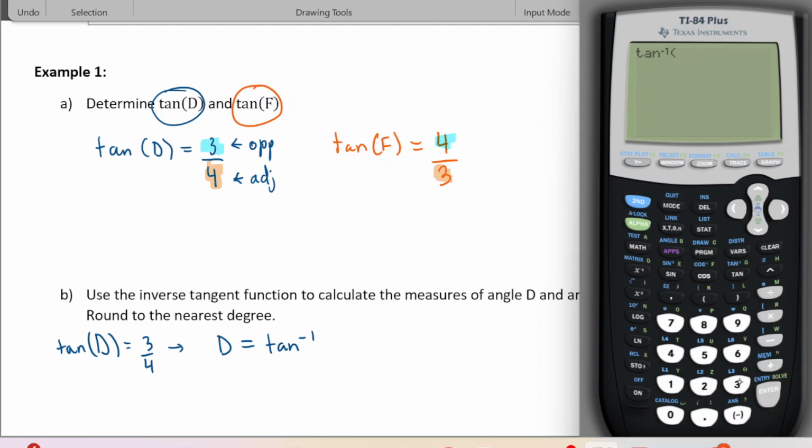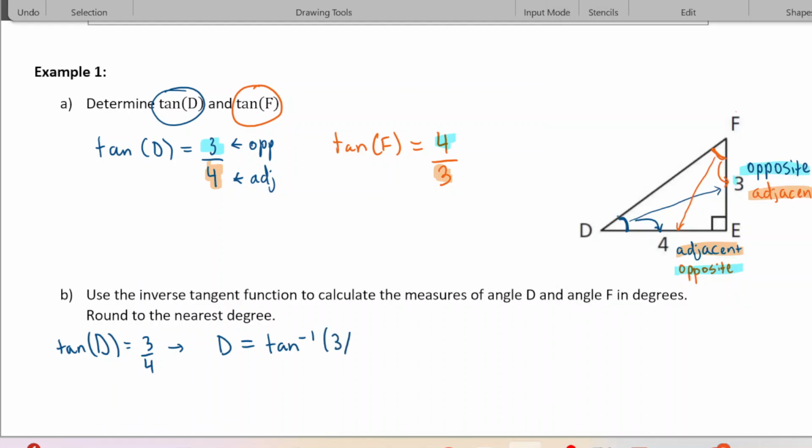And I'm going to type that ratio in, 3 divided by 4, or 3 over 4. And my calculator will then have that angle stored inside it and will tell me what that angle is. So it's 36.86989765 degrees. It says to round it off to the nearest degree here, so it's about 37 degrees. So I type in tan inverse of 3 over 4, and I get that angle D is about 37 degrees. That's the measure of that angle.